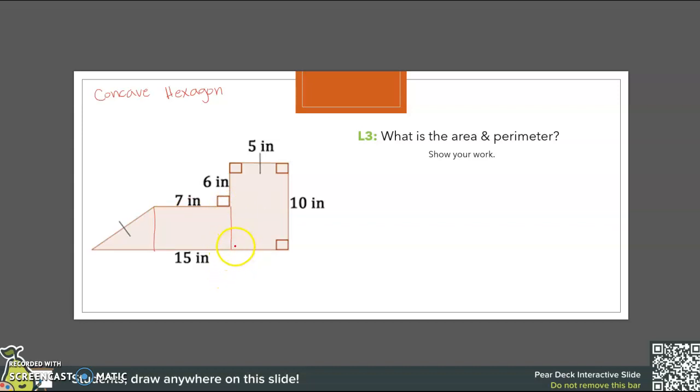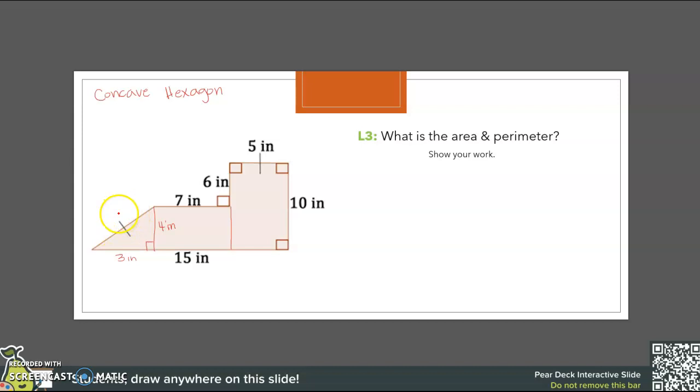In order to find the perimeter of this concave hexagon, you must first find the length of this hypotenuse, this triangle hypotenuse. Since this length is part of the 10 inches less 6 inches, 10 minus 6, this vertical length is 4 inches. Since this length is part of 15 inches less 7 inches and 5 inches, so less 12 inches, 15 minus 12, this length is 3 inches.